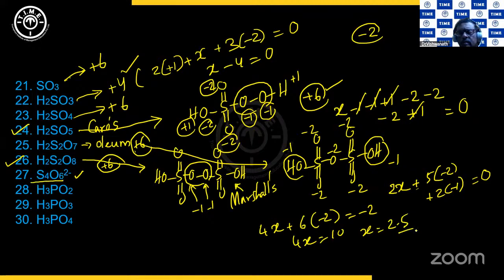So x is 2.5. Here, phosphorus, you may find for yourself, is +1. This is +3. This is +5. You can check. The first one is hypophosphorus acid. The second one, that is 29th one, is phosphorus acid. And 30th one is phosphoric acid. Clear? So these things you can check, right? For want of time, I'm not doing this.